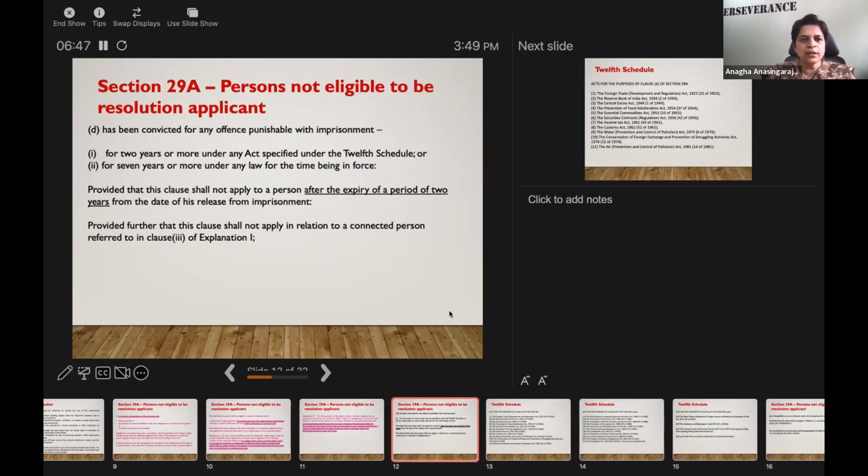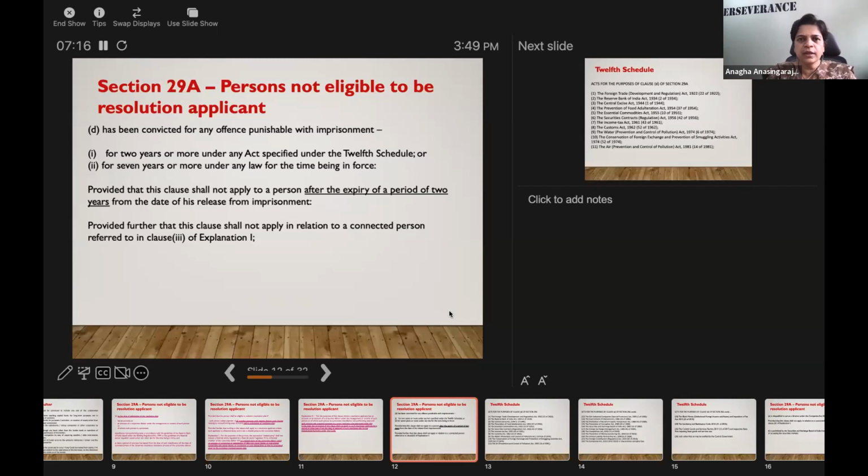Then any person who has been convicted for any offense punishable with imprisonment for 2 years or more under any act specified in the 12th schedule, or for 7 years or more under any other law. Now, this clause will not apply after the expiry of 2 years from the date of release. So it is not a perpetual disqualification, only up to 2 years from the date of release from imprisonment. And this clause will not apply in relation to a connected person who is defined in the explanation 1.